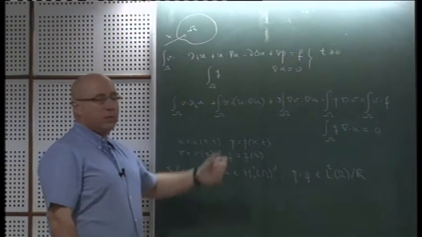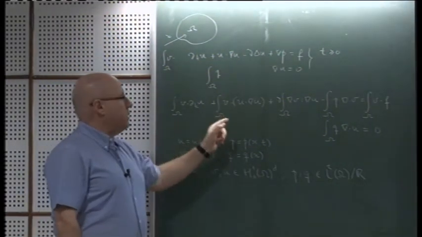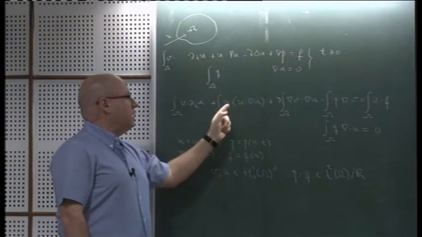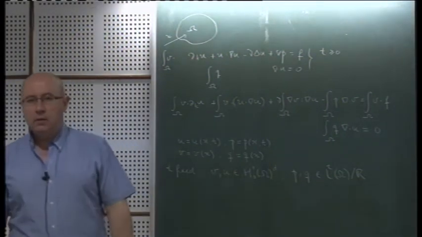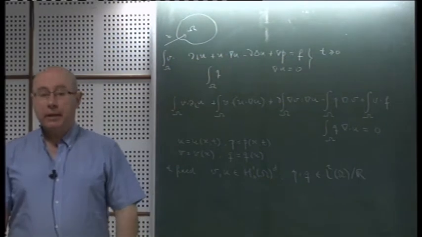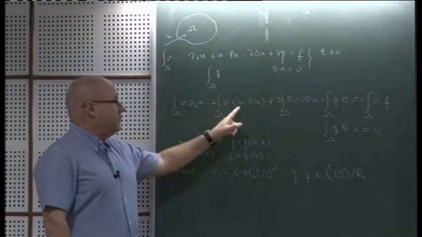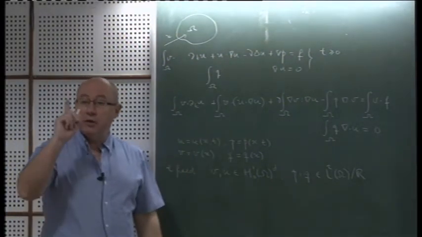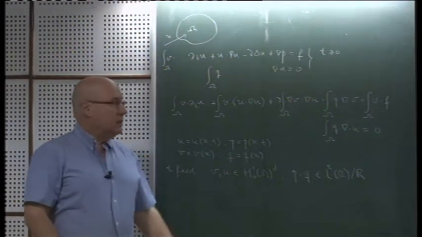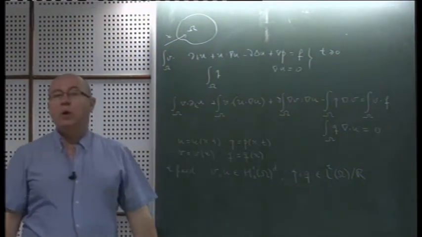So what do we have to make sure that this term is bounded? v times u has to be where? In L2. So v times u has to be in L2. The product has to be in L2. And therefore, each of these has to be where?